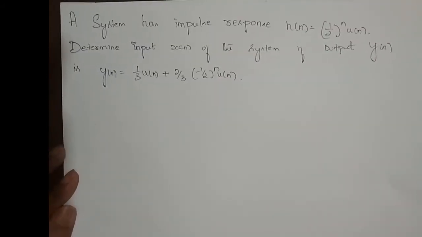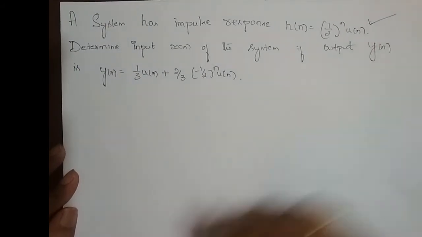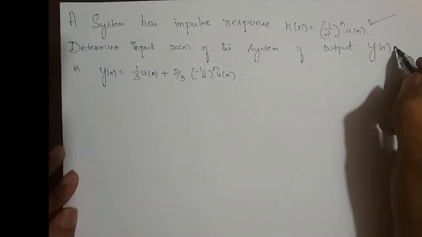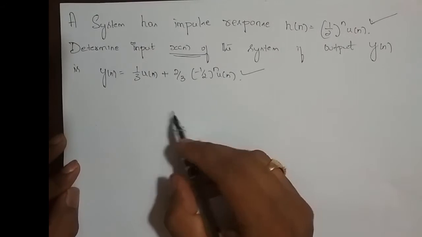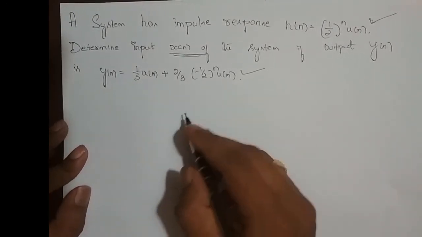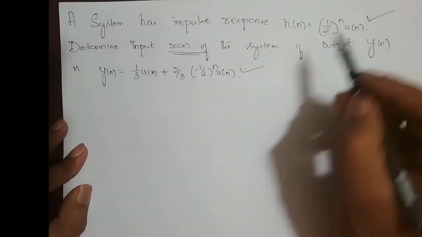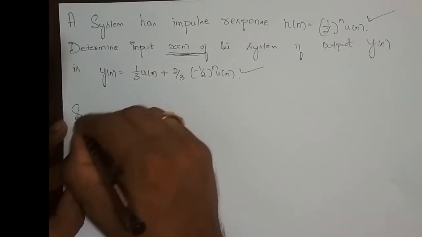Okay, we'll take up one more problem, but I'm not going to solve it in detail. I'll give you an idea and I'll give you the intermediate results. You solve it and check your answers. A system has an impulse response. They have given the impulse response and the output y of n. So in our case, I need to find the input x of n. Basically, they used to give input and output, and we were supposed to find the impulse response. Here they have given us the impulse response and the output. Our aim is to find x of n.